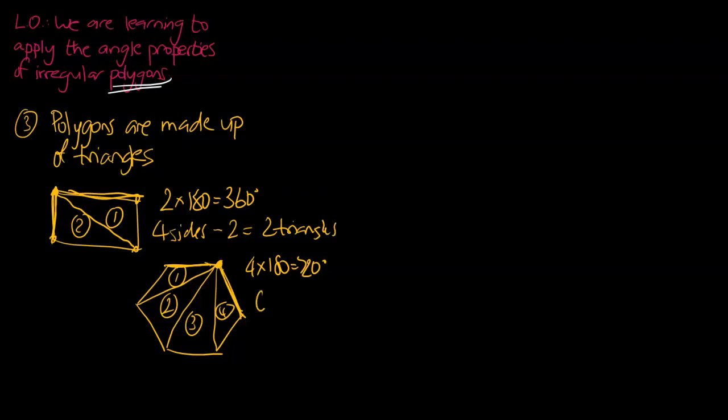And this hexagon, we had 6 sides. And if we take away 2, that got us to the 4 triangles. And hopefully you can see there was the 4 triangles and there was the 2 triangles. So what we need to do here is we need to go n minus 2, where n is the number of the sides the shape has, and we're going to put that in a bracket and we're going to times it by 180.